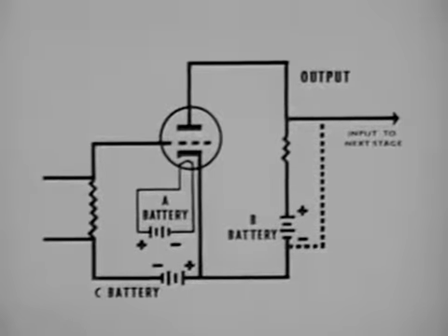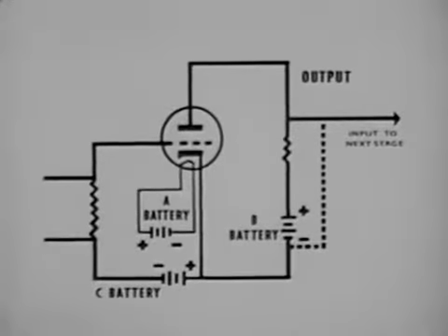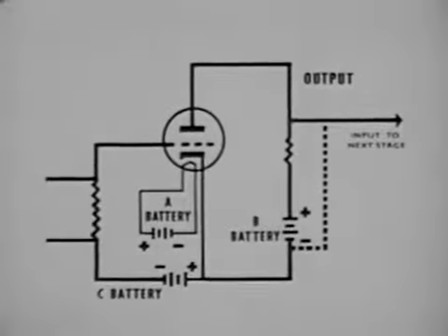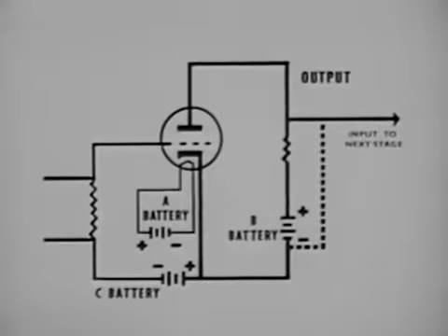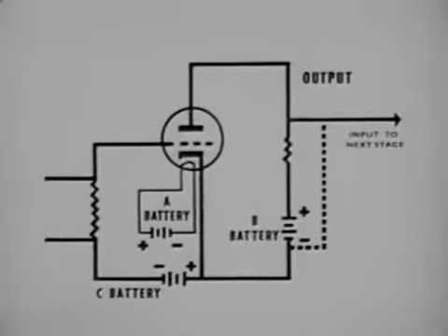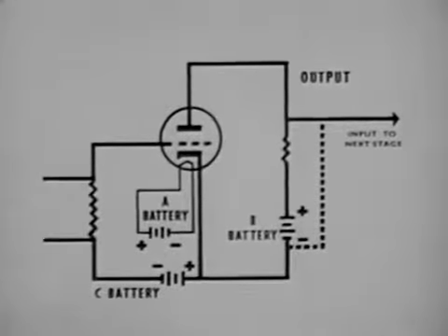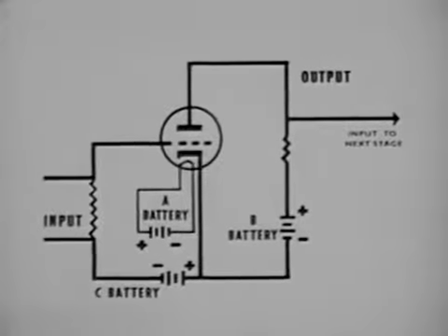Bias voltage is supplied by a C battery, with the positive side connected to the cathode, and the negative side connected through a resistor to the grid. The output is taken across the plate resistor and the power supply. The input is applied across the grid resistor.